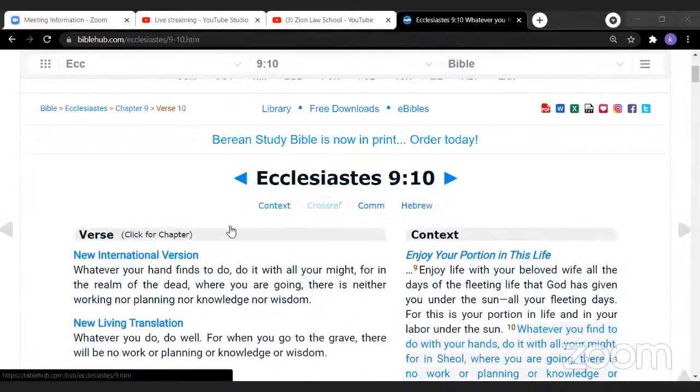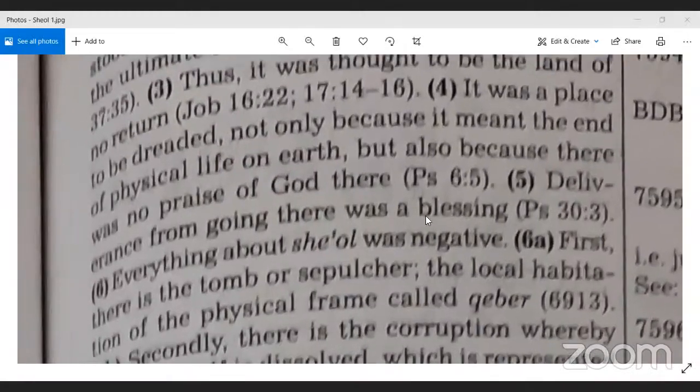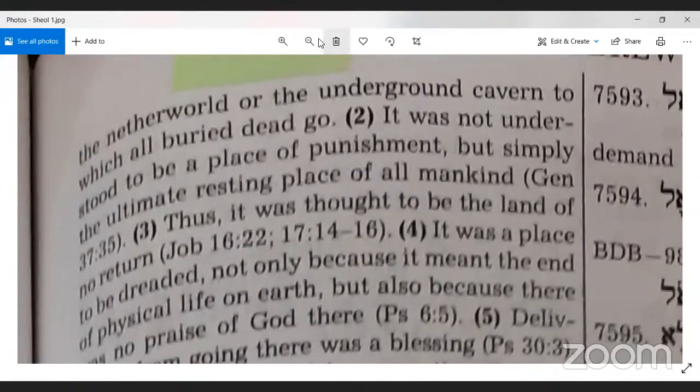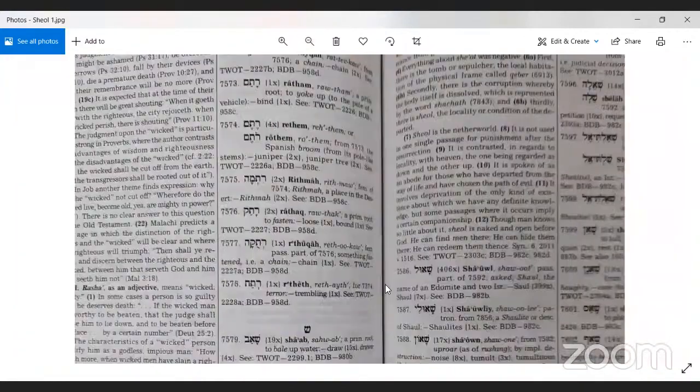Ecclesiastes 9, verse 10, New International. Whatever your hand finds to do, do it with all your might, for in the realm of the dead, where you are going, there is neither working, nor planning, nor knowledge, nor wisdom. The New Living Translation: whatever you do, do well, for when you go to the grave, there will be no work, or planning, or knowledge, or wisdom. Okay. Let's go back to our document. It seems to not say that. Y'all follow me? Yeah, I'm with you.